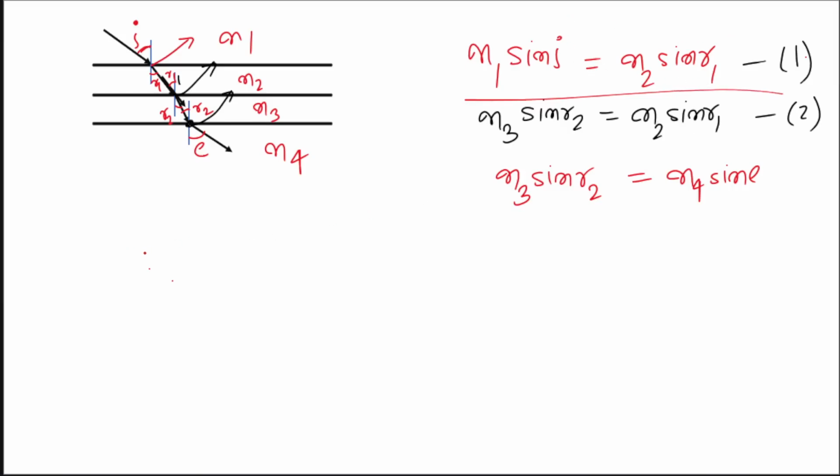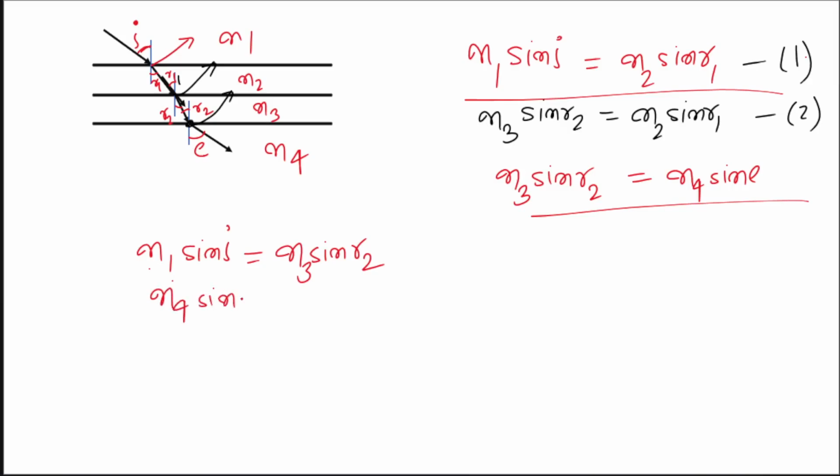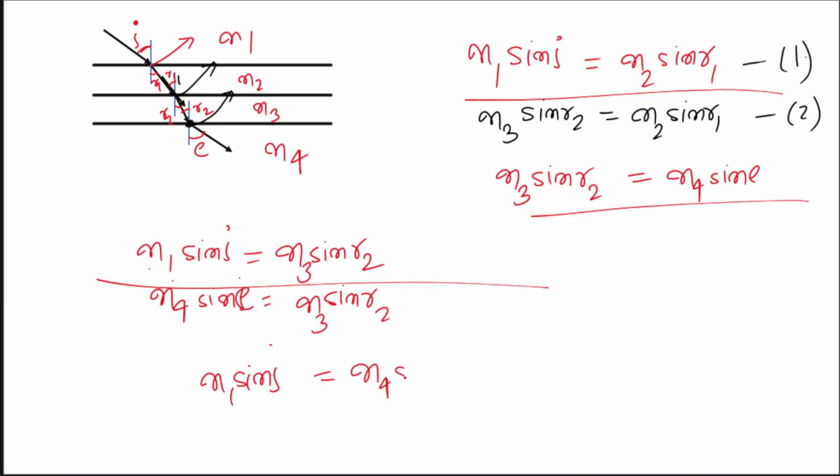If you divide it, you are going to get what? N1 sin I is equal to N3 sin R2. Right? Now rewrite this thing over here. So that is N4 sin I is equal to N3 sin R2. Now again divide these two. If you divide it, you will be getting N1 sin I is, sorry, this is sine E. So N1 sine I is equal to N4 sine E.